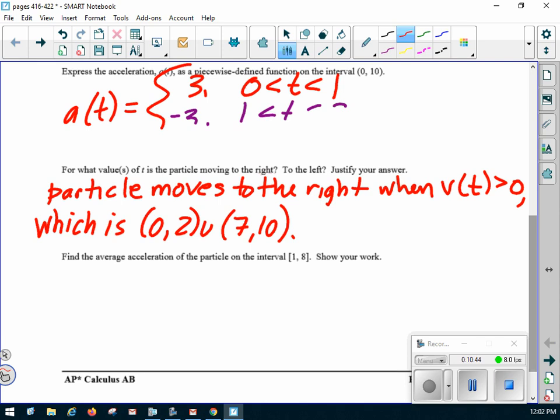Look, you can write the word and right here, you can put a comma. They're pretty flexible about that. Where's this particle moving to the left? Between 2 and 7.